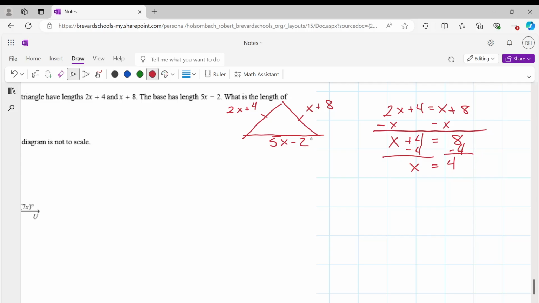If x equals 4 and we need the base, 5 times 4 minus 2 is going to be the base. And 5 times 4 is 20. Minus 2 is 18. So the base of that isosceles triangle is 18 units long.